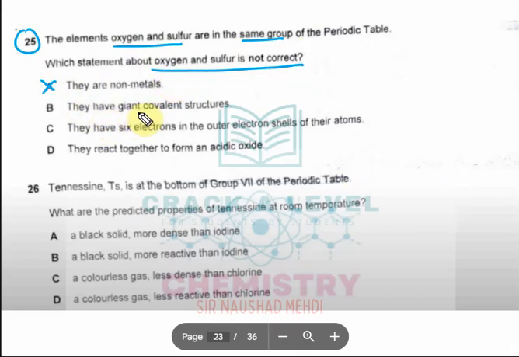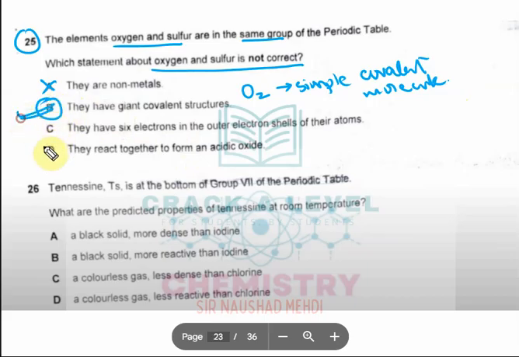They have giant covalent structures. No, because we all know that oxygen is present in the environment in the form of oxygen gas, which is a simple covalent molecule. Sulfur is also in the form of a simple covalent molecule. So they are not in the form of giant structures. So this is the incorrect statement, so this is the answer.